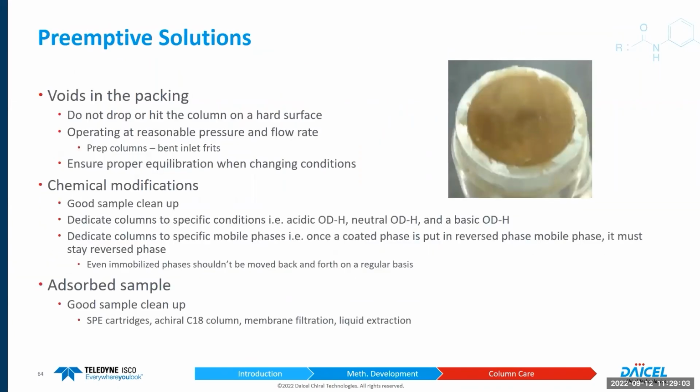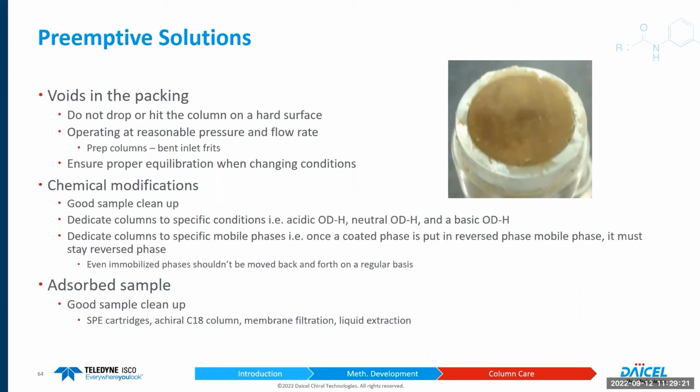Voids in the packing, what are some of the things that you can do to avoid that? Obviously, making sure that you're not dropping the column or hitting it on a hard surface, making sure that you're not shocking it in that way. You want to make sure that you're operating the column at a reasonable pressure and flow rate, especially for preparative columns. On the next slide, I'll show this.